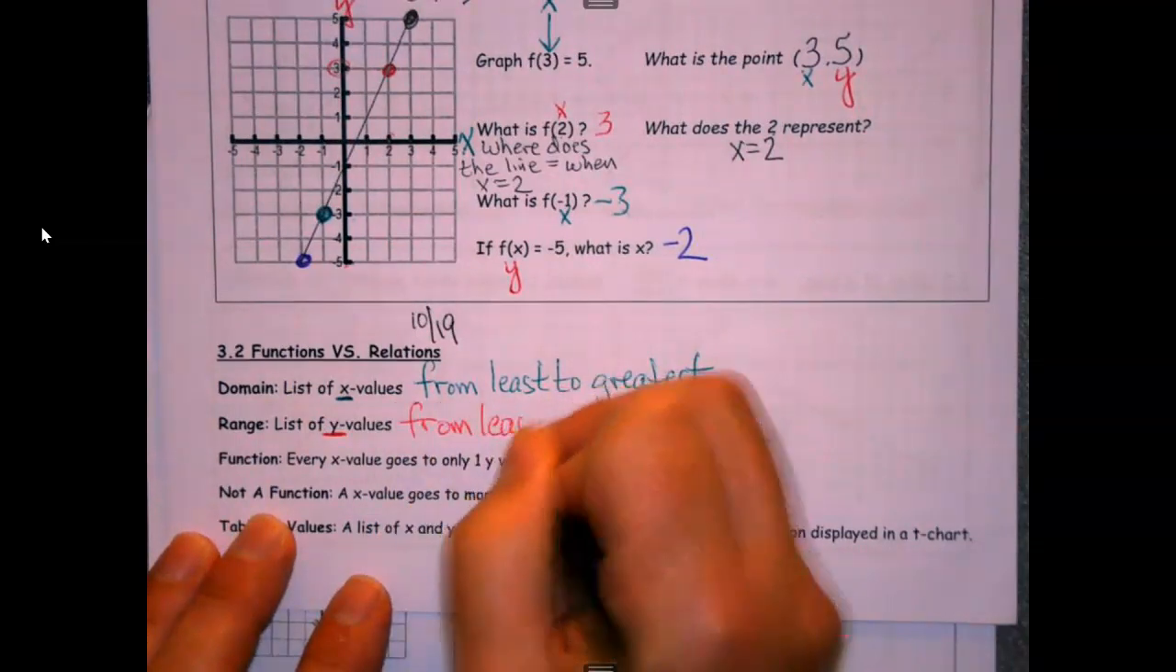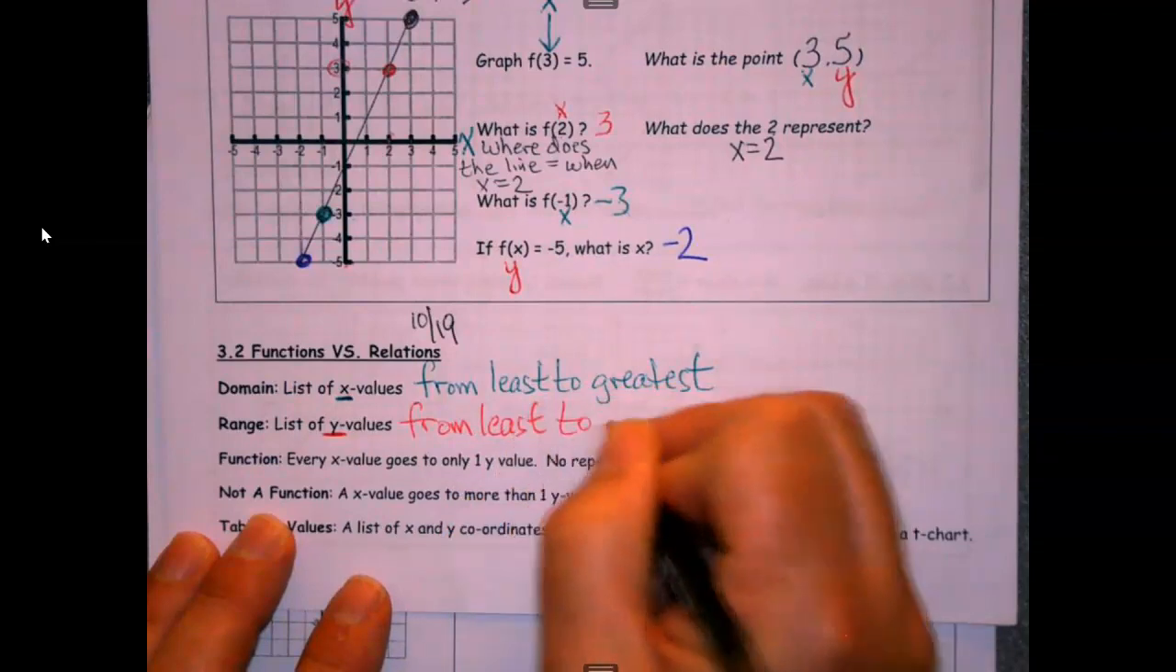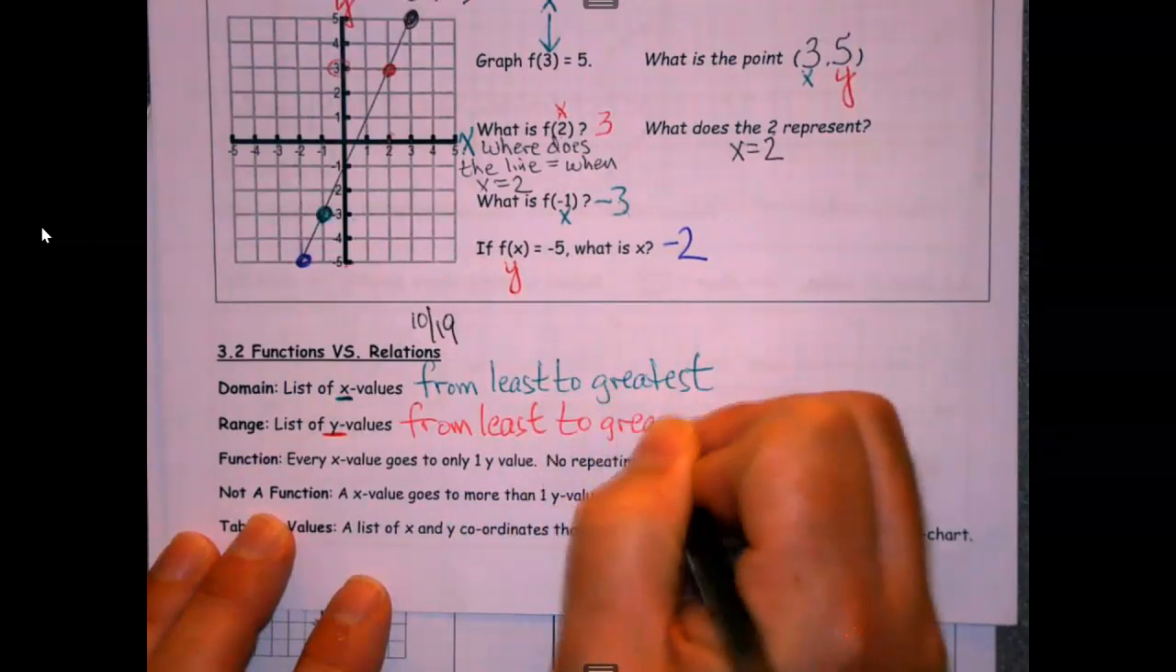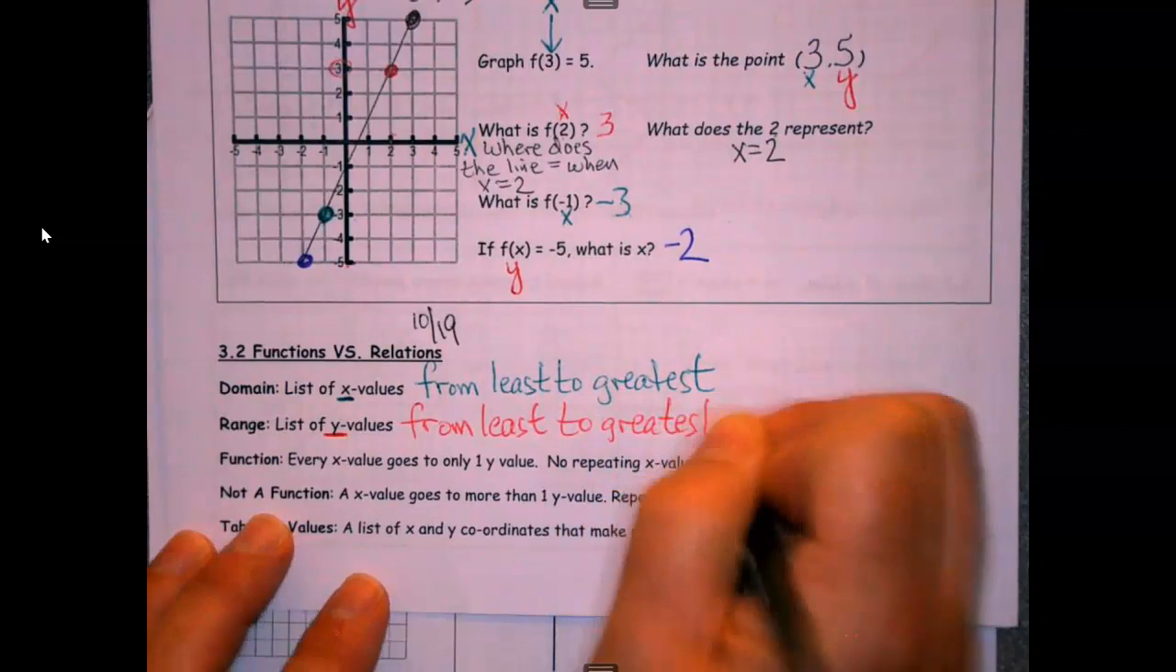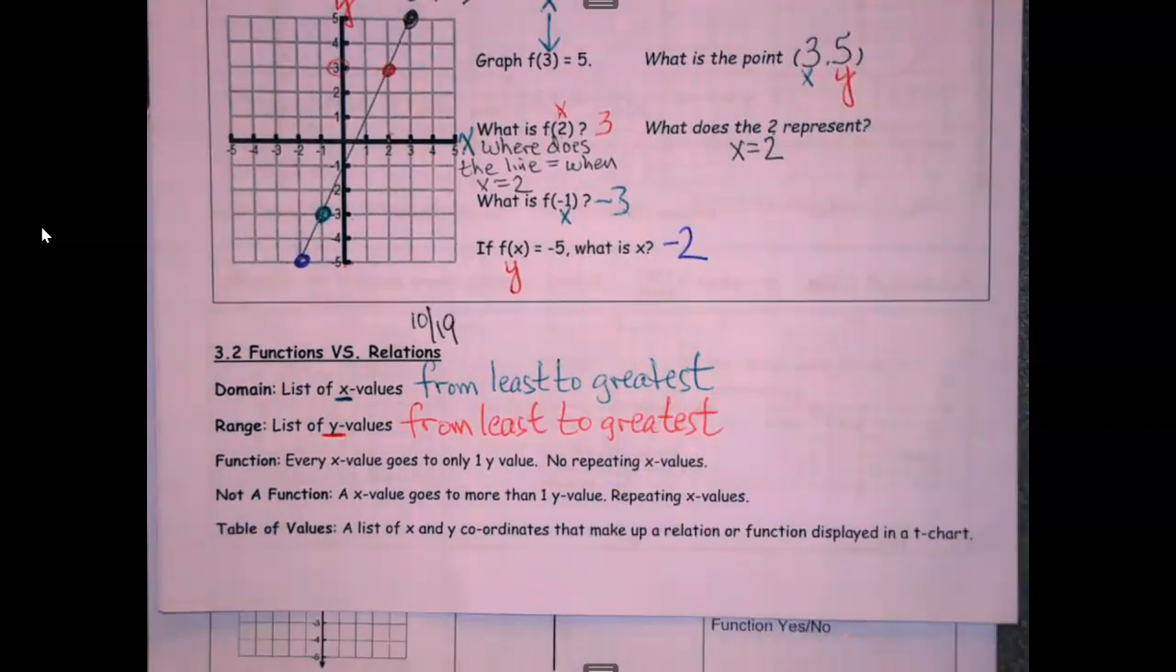From least to greatest. So when we're thinking about y, that can be on a graph. That can just be numbers that are listed. Okay? But as long as I keep the x and y parts straight, I should be in pretty good shape on things as far as that goes.